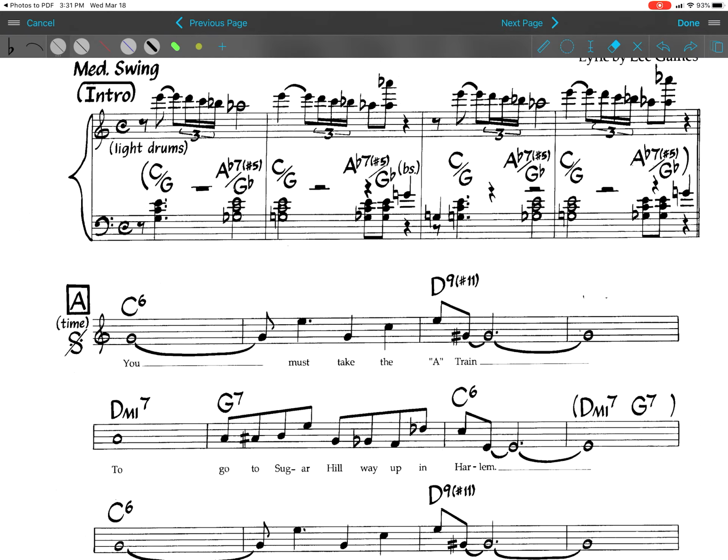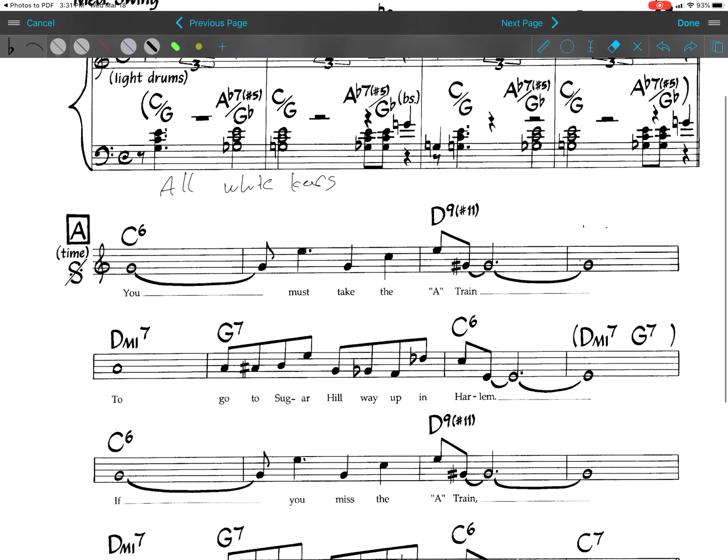Where is it? Okay. All the white keys, right? Having a great time. No problem at all. You play this in your sleep.